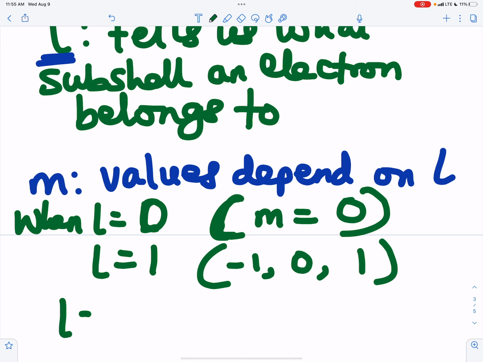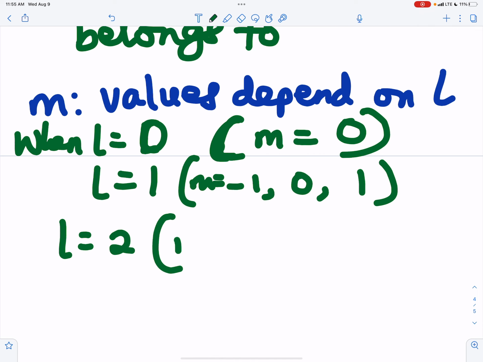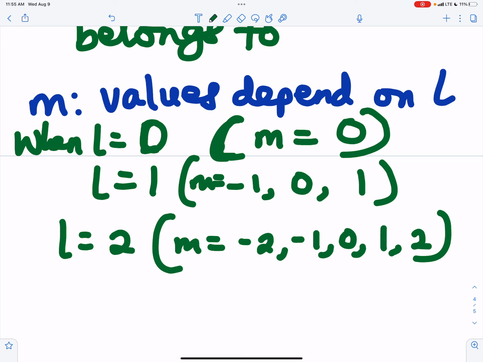Also, when L is 2, the values of M, okay, I didn't write M here. I'm supposed to write M here. M is equal to minus 2, minus 1, 0, 1, or 2. So on and so forth. The values of M depend on the values of L.